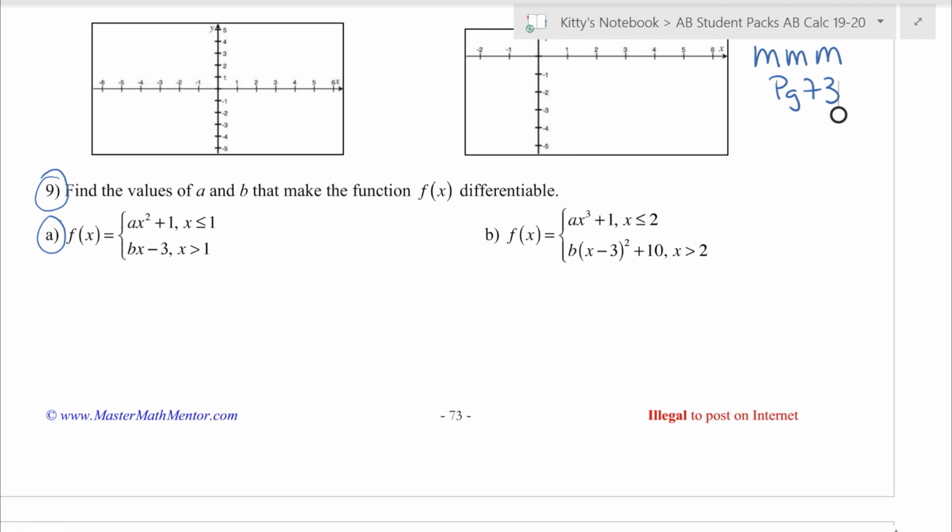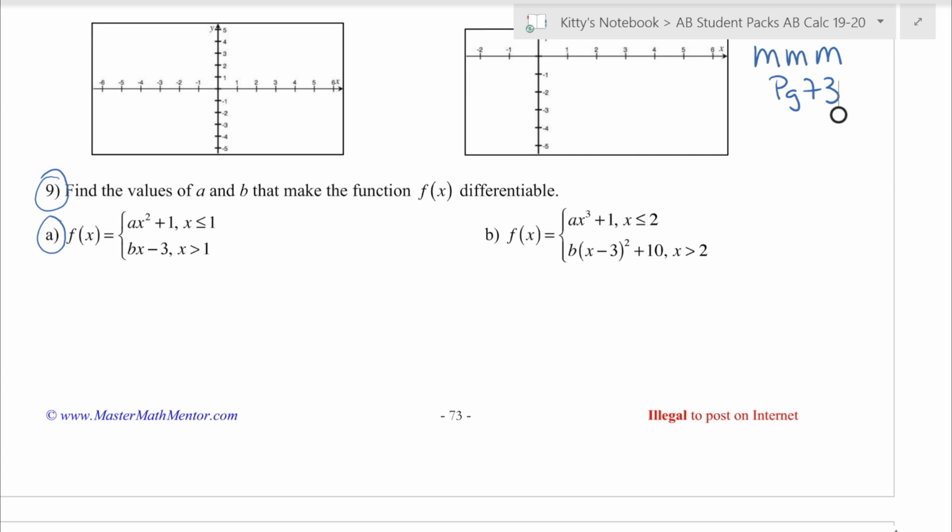I'd like to talk a little bit about an AP flavor that has to deal with differentiability of piecewise functions. So we're going to look at page 73 from Master Math Mentor. This should be in your student packs if you have those. It's at the bottom of a page, and this is the ultimate question. I see it all the time in AP. It says find the values of A and B that make the function differentiable.